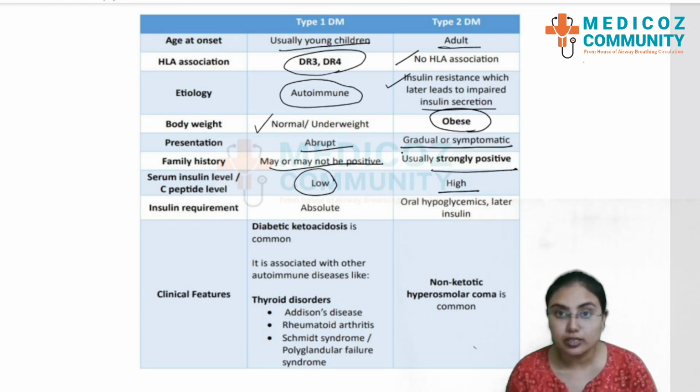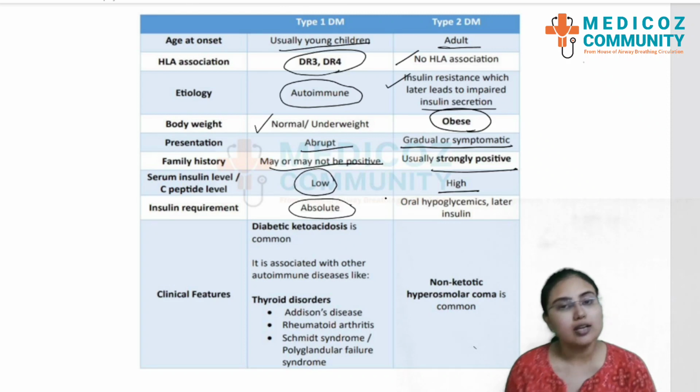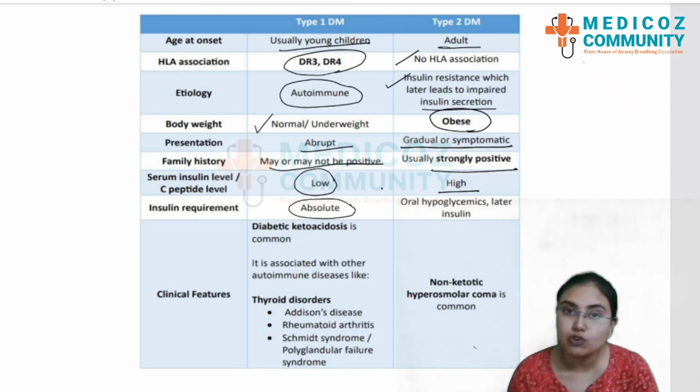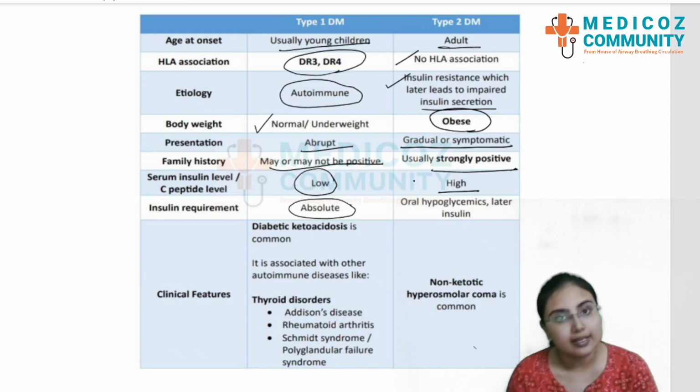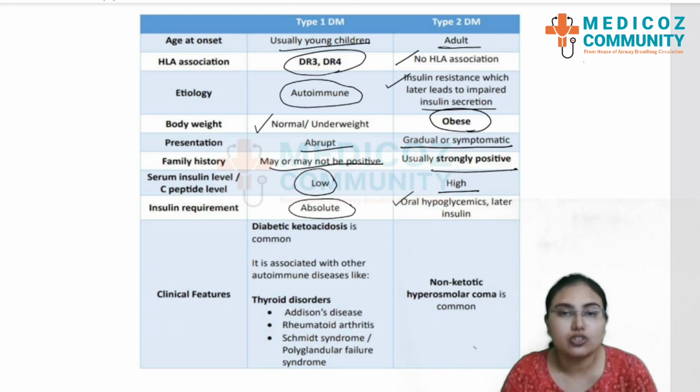And regarding the insulin requirement, type 1 has an absolute requirement, while type 2, initially we start the patient on treatment with oral hypoglycemics such as metformin, sulfonylureas. Gradually, the requirement for insulin can develop. Alright. So, how about the clinical features?